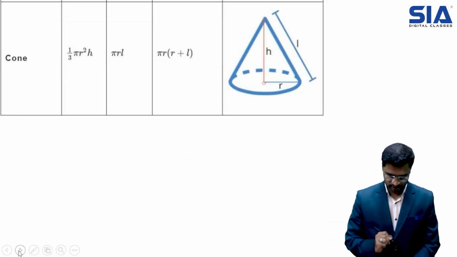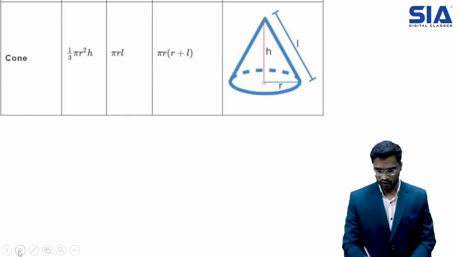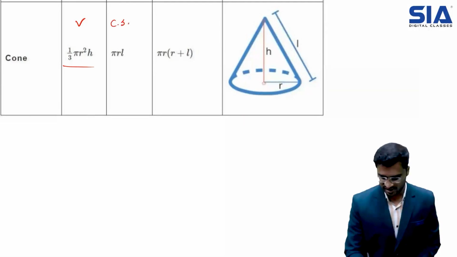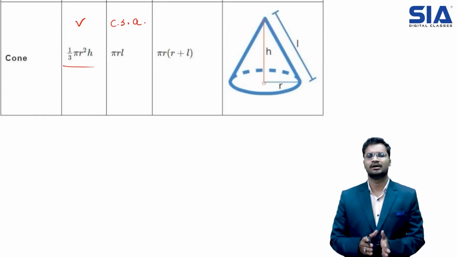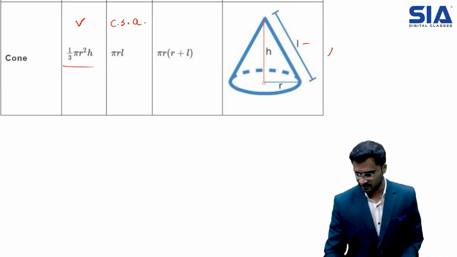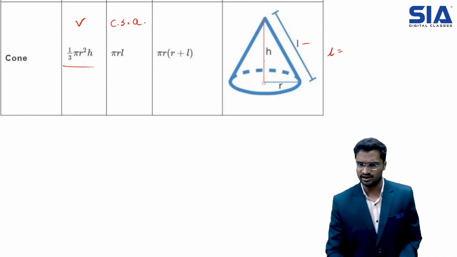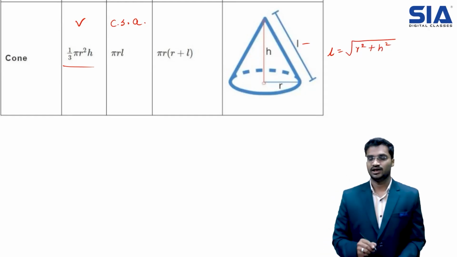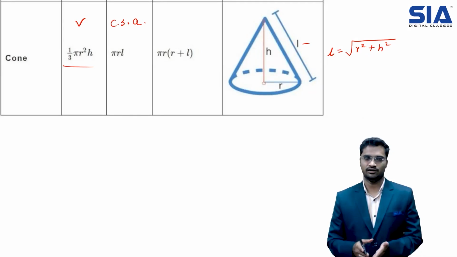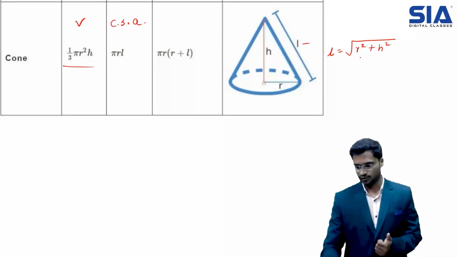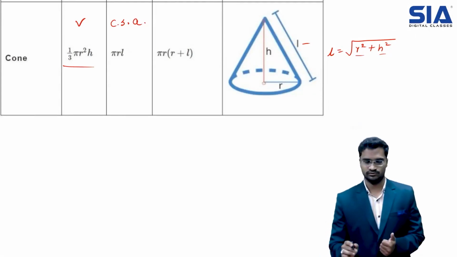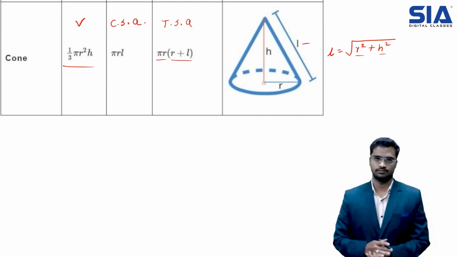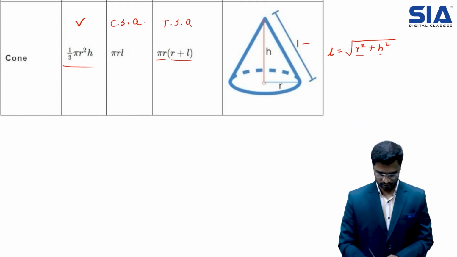Now coming to the next formula, which is the cone. So volume of a cone is nothing but 1 by 3 pi r square h, and the curved surface area is pi r l, where l can be found out by using Pythagoras theorem. l is the square root of r square plus h square. l is called the slant height of a cone. And the total surface area of a cone is pi r into r plus l. So let us solve a question on this.